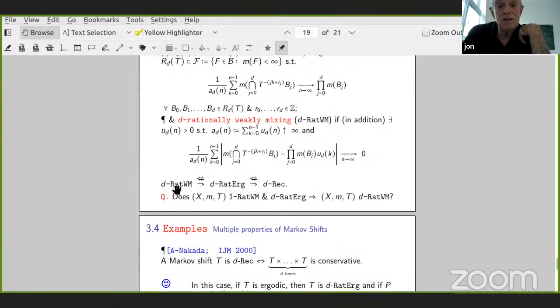So what we know is that D-rational weak mixing, just like with the situation with D equals 1, implies D-rationally ergodic, which implies D-recurrent. The reverse implications are wrong.